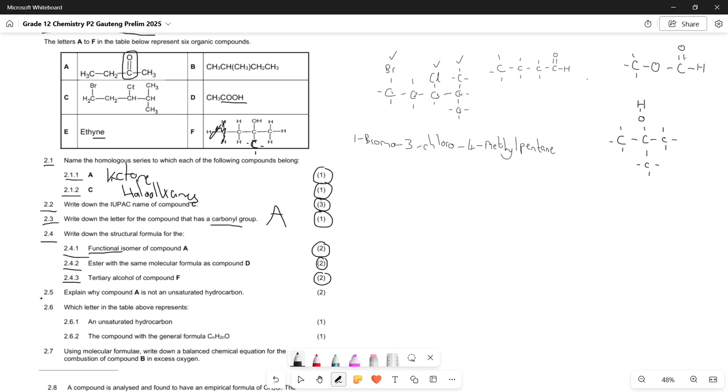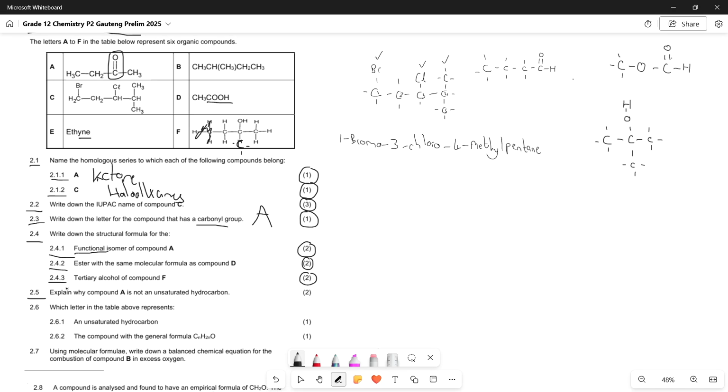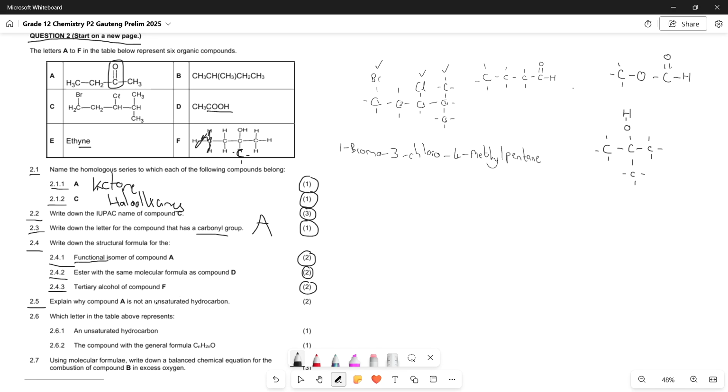And then 2.5 says, explain why compound A is not an unsaturated hydrocarbon. So compound A over here is not an unsaturated hydrocarbon. So I have a memory device for this. I say "I sat down to sing." So what this means is that saturated bonds are single. So "I sat down to sing" is the memory device, which means saturated bonds are hydrocarbons with only C's and H's that only have single bonds.